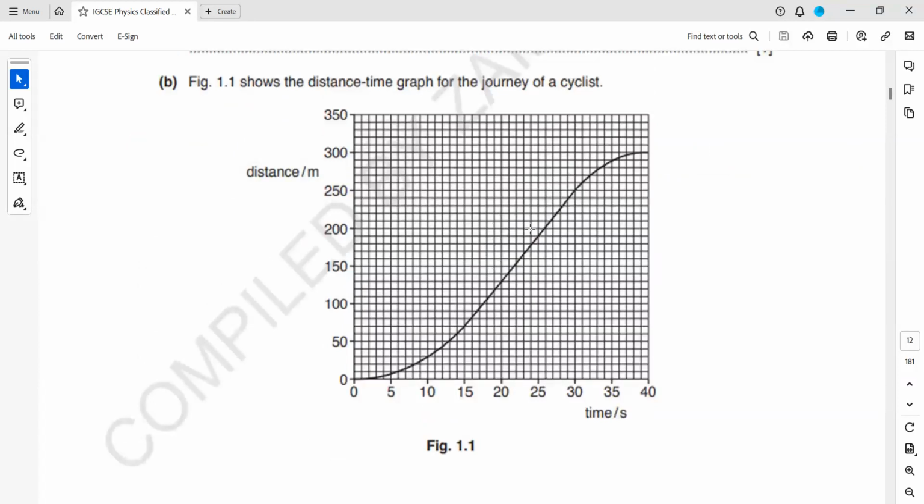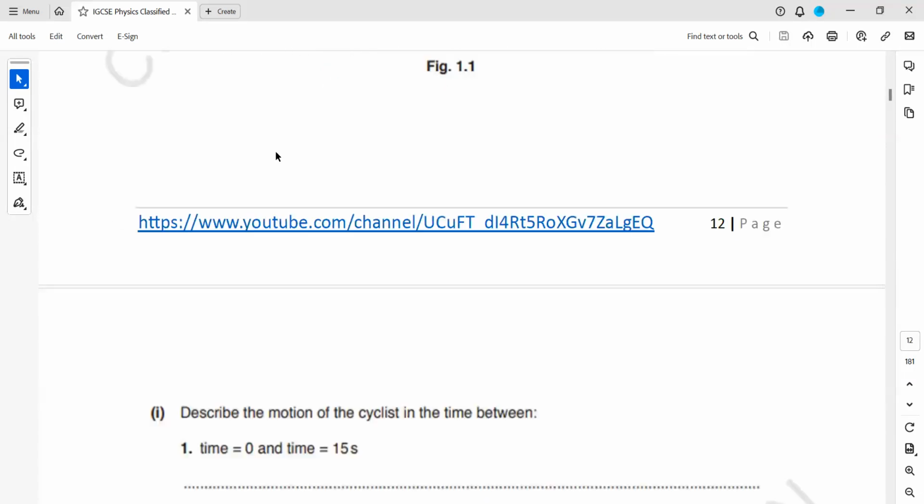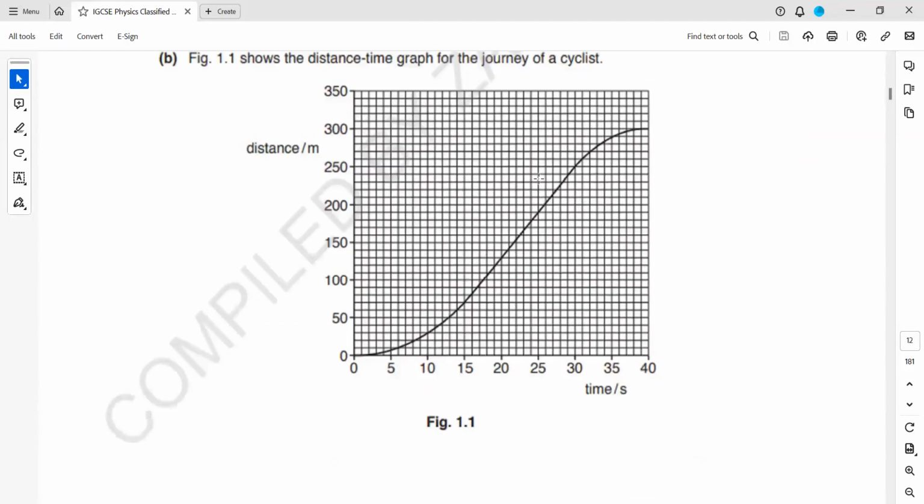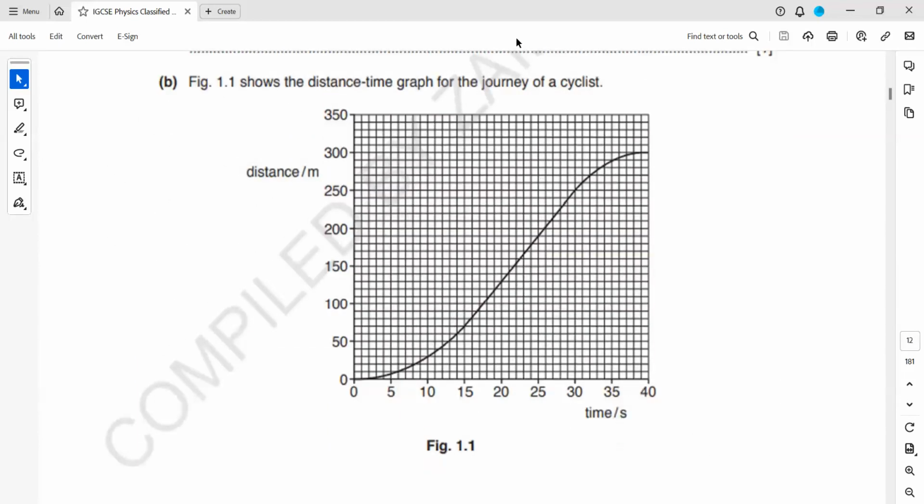This is a distance time graph. When we have a distance time graph, remember that the slope represents the speed. So describe what happened from 0 to 15, 15 to 30, and 30 to 40. From 0 to 15, what happened to the slope? It is increasing. If the slope is increasing, it means the speed is increasing.